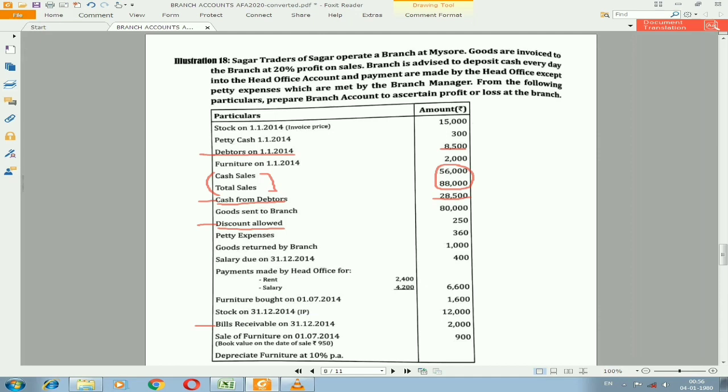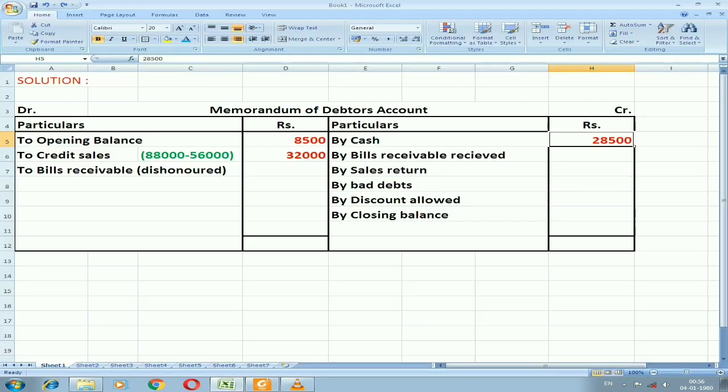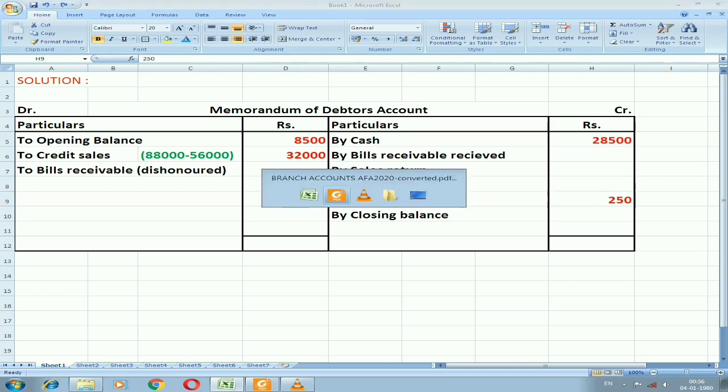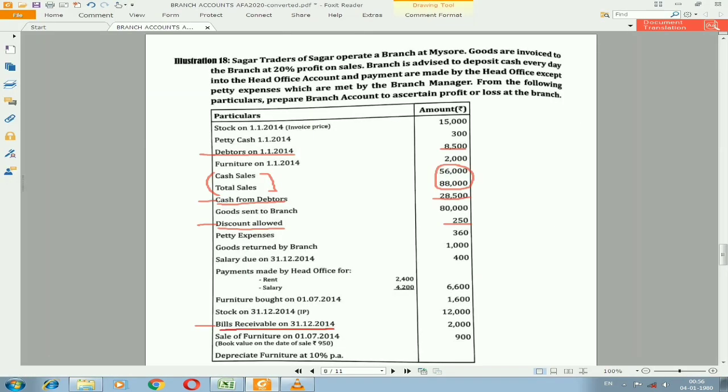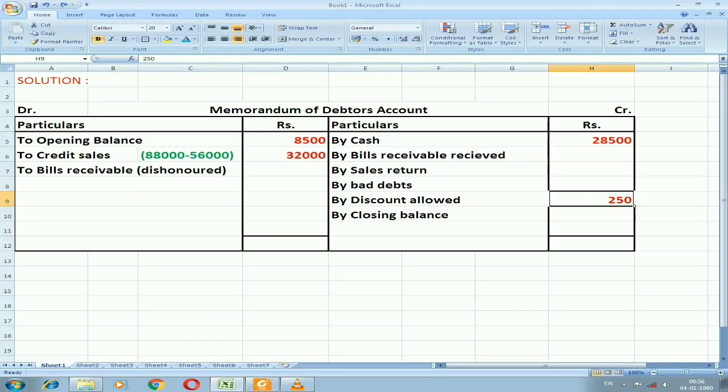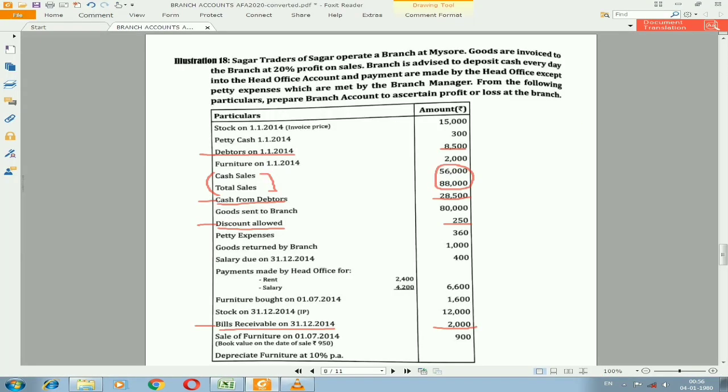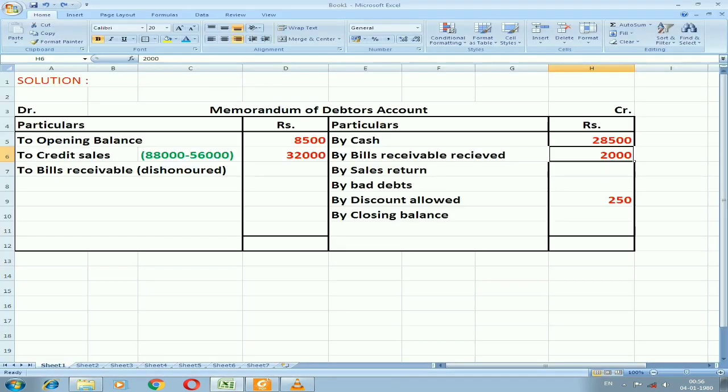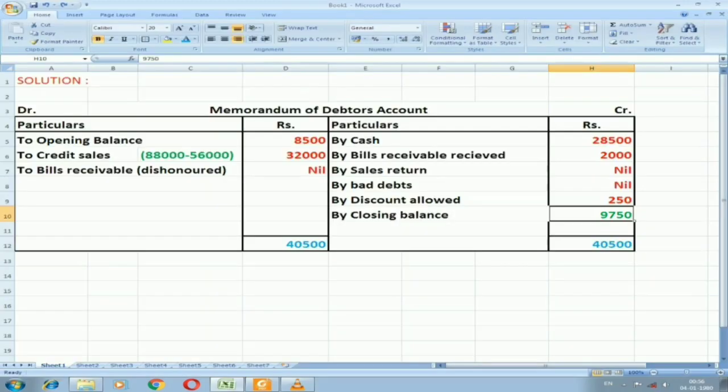Then a discount allowed is also there, 250, that we are supposed to take on the credit side. Apart from that, we have bills receivable, which is on the closing day. This should be taken on the credit side. Bills receivable received 2,000. And apart from that, we don't have any other information related to debtors account. Then we can put nil for other items, and we can find out the total will be the same on the debit side and the credit side, and we'll get a closing balance of 9,750.